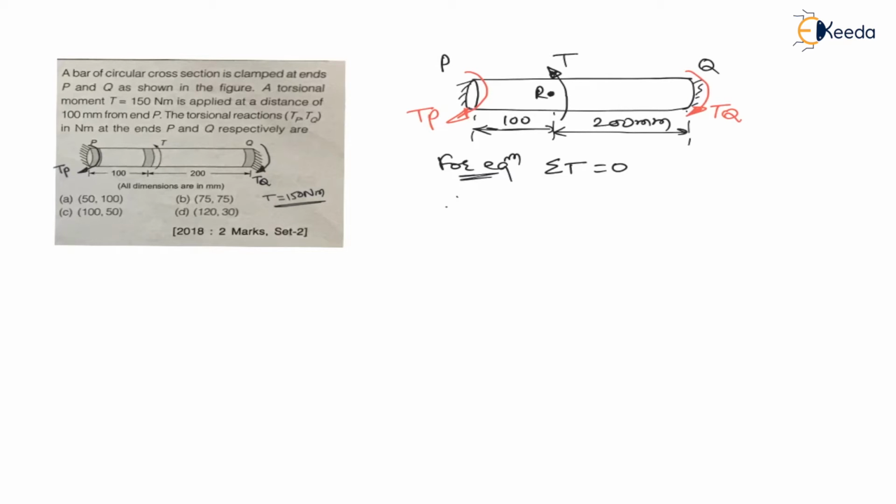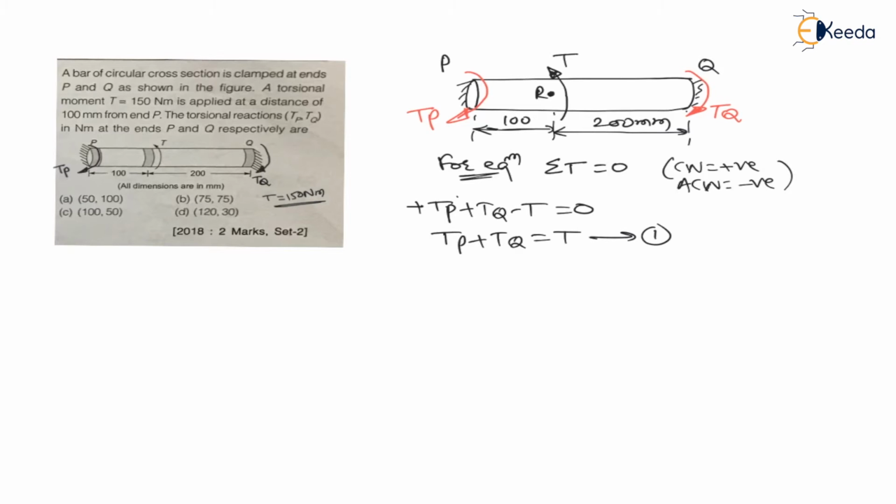This is the equilibrium equation. Therefore we have to consider clockwise as positive and anti-clockwise as negative. The torque at P is clockwise, which is positive, the torque at Q is clockwise, positive, and the torque at R is negative, that is anti-clockwise. Therefore plus Tp plus Tq minus T is equal to 0. Therefore torque at P plus torque at Q is equal to T. This is your first equation. Now we have to solve for the second equation.